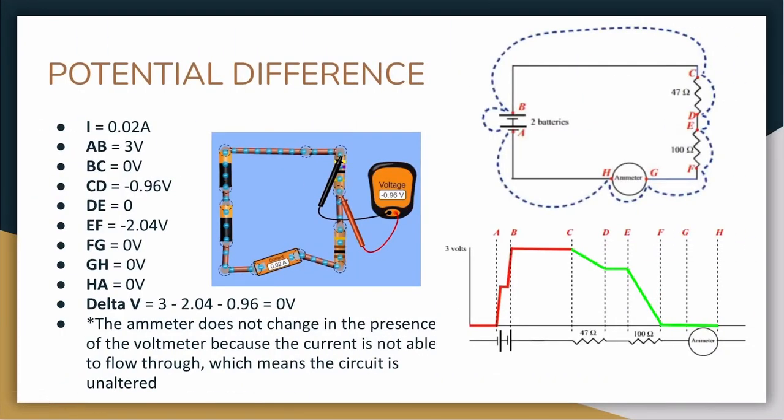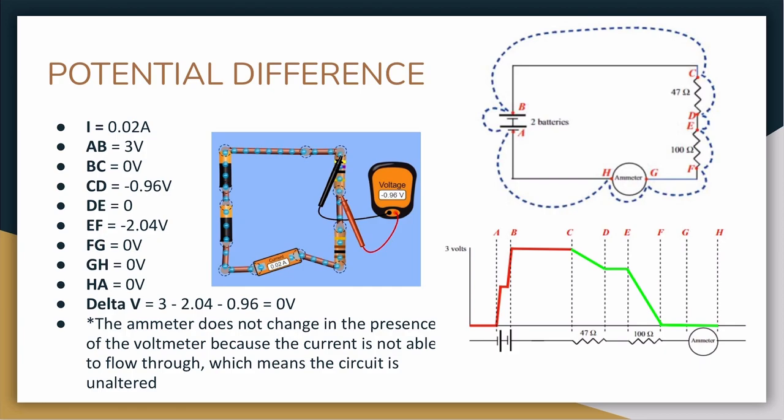For the potential difference that was seen for this circuit, some important values were the current, which is 0.2 amps, and then we have our AB value of 3 volts, CD of negative 0.96 volts, EF of negative 2.04 volts, with all other values being 0 volts. So our overall delta V was 0 volts, as we had our positive 3 from the batteries, and we then subtract EF as well as CD to equal a final of 0 volts.